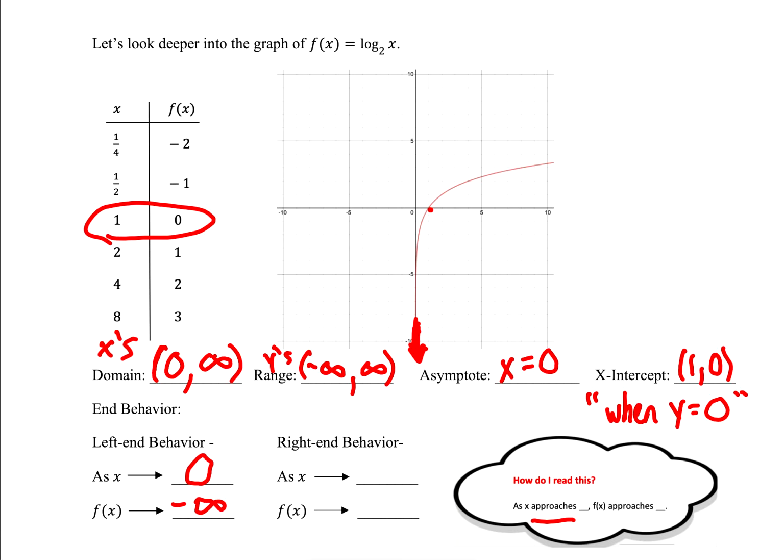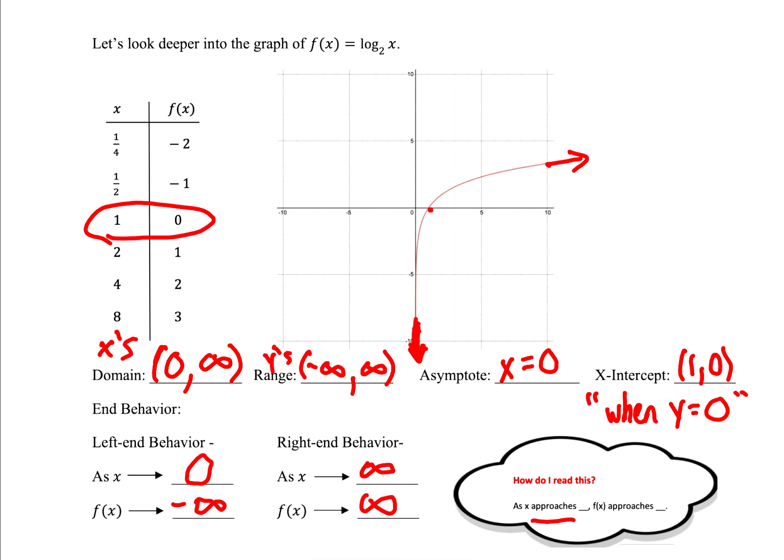And the right end behavior is over here on the right side of our graph, the rightmost that this is becoming. So as x approaches, x does not have an asymptote on the right. It's not stopping. So x is going to continue on towards infinity. What is f of x going to approach? Well, it's going up. It's going slightly up as x is increasing, but it keeps on continuing going up without bound. So f of x would approach infinity.